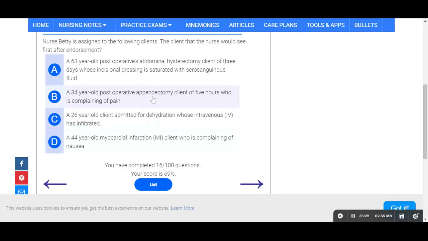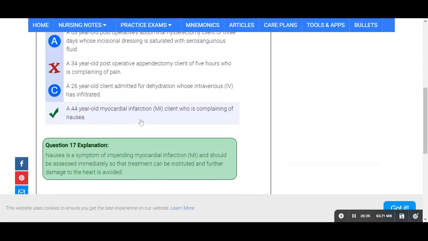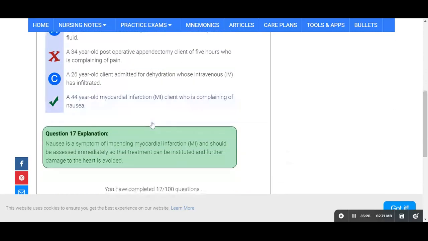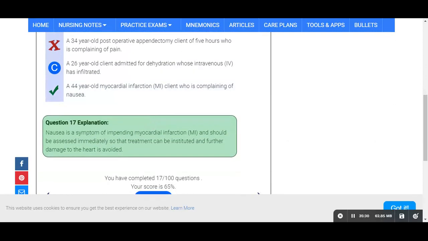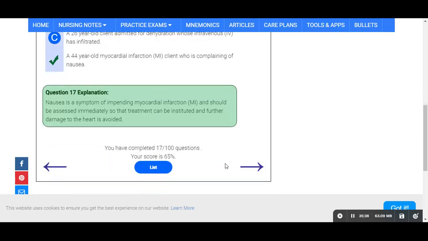This one, appendectomy, is infection, so let's try. It's wrong. It's nausea, a symptom of impending myocardial infarction. Yeah, I thought so too, and it should be assessed immediately so that treatment can be instituted and further damage to the heart is avoided.